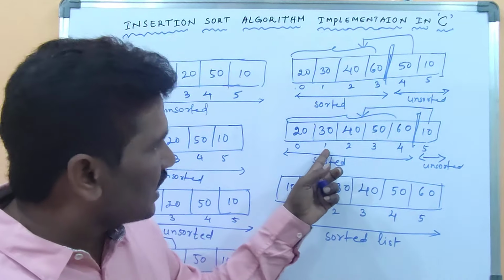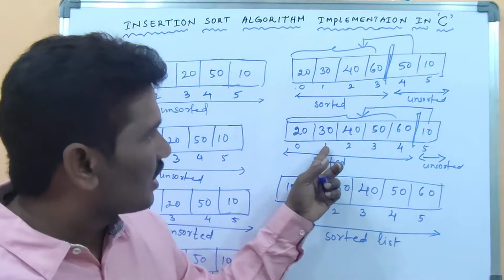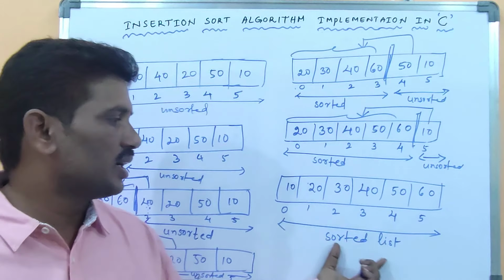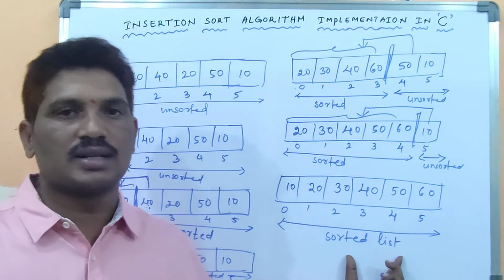Then when it comes to here, what is the element from the unsorted sublist? That 10 has been taken. Then where should I insert? It will be compared with the first. Then you know that the 10 is less than 20, so it should be inserted in the first position. Then there are no more elements in the unsorted sublist, so we can stop the procedure. Then automatically the final result would be in sorted order, a sorted list.